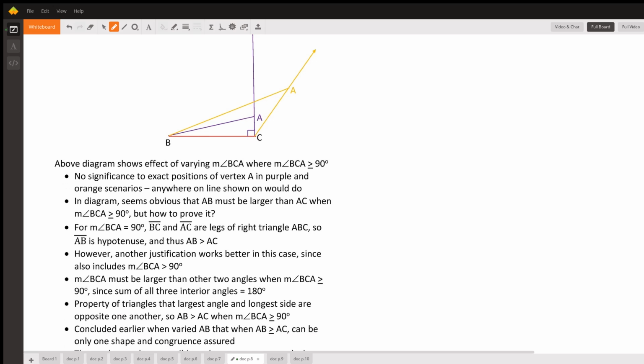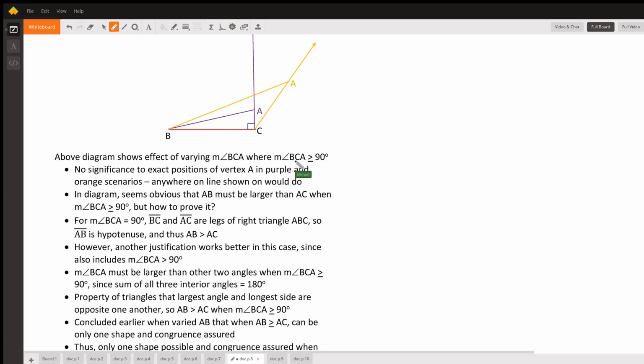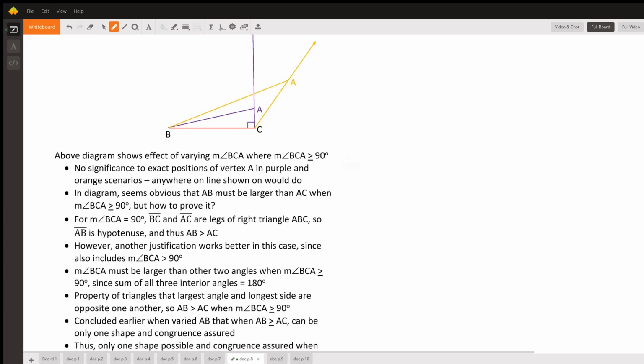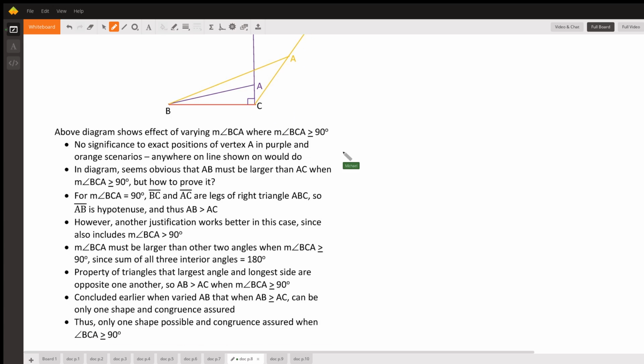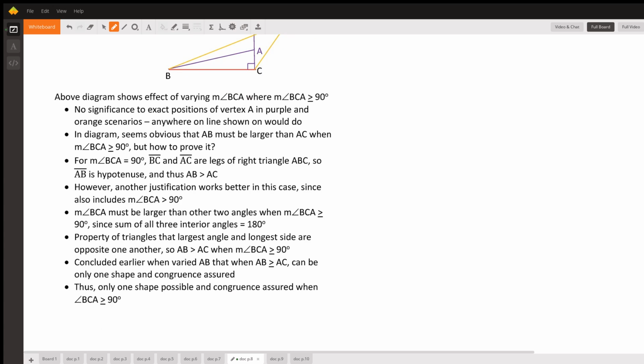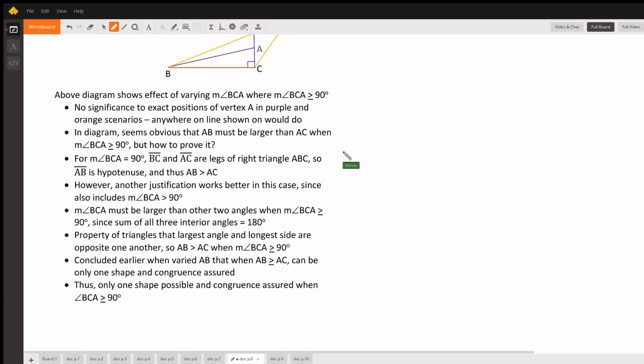So now we can see it's not just where the measure is 90 degrees, it's where it's greater than or equal to 90 degrees, that there's only one possible triangle. And so that would prove congruence under those conditions.